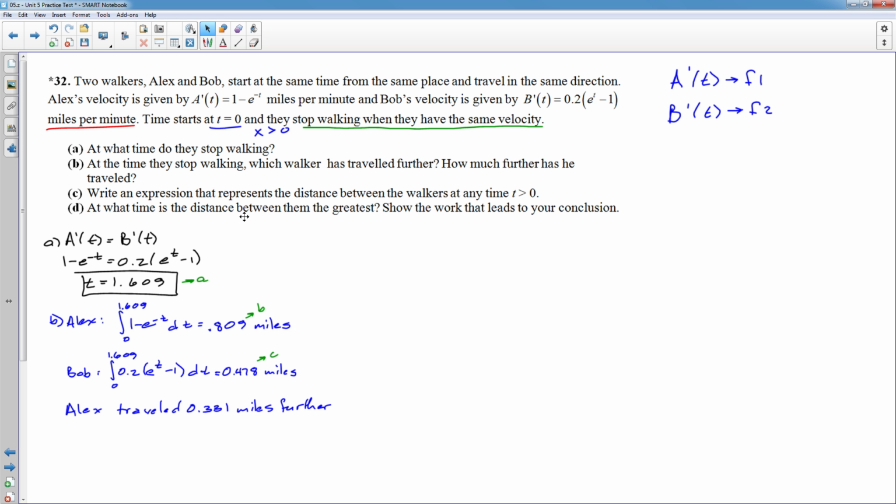So if you want to find the distance between the two walkers, what we essentially did right here was the antiderivative of Alex minus the antiderivative of Bob. So the distance between them for any time t, I'll change to green, well, it's going to be the antiderivative because I want total distance.